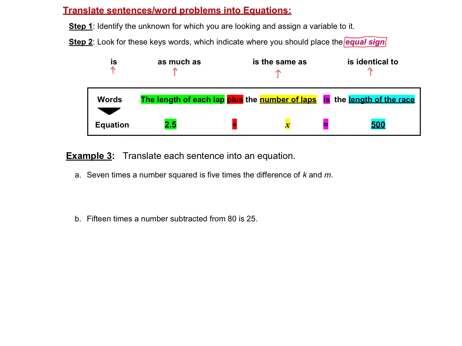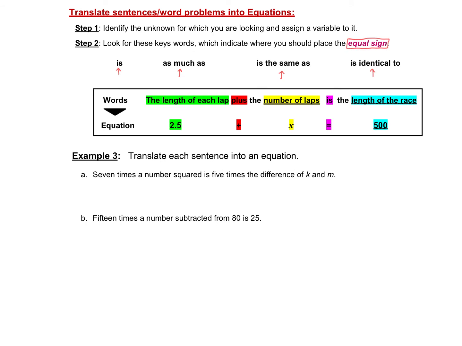All right, so example 3, translate each sentence into an equation. We have 7 times a number squared is 5 times the difference of k and m. So we have 7 times a number. Remember, times means multiplication. So let's go ahead and write this. We have 7 times a number. They didn't give us a variable here. We can use x, but for me, I'll just put n. So 7 times n, and that number is squared. So 7 times a number squared is, remember, that's an equal sign, 5 times the difference of k and m.